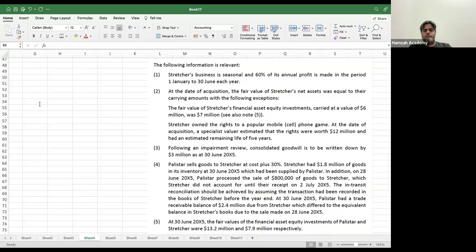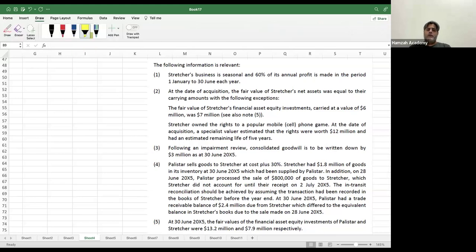Then, point number 3. Following an impairment review, consolidated goodwill is to be written down by 3 million. Okay. Consolidated goodwill is to be written down by 3 million over here. So we're going to write it down when we go over here.